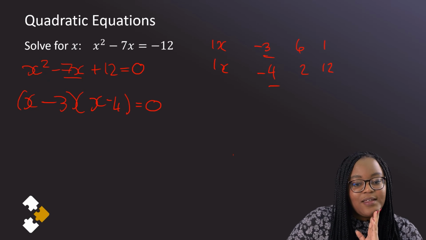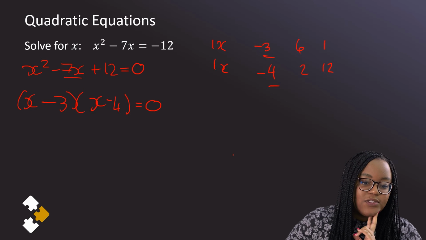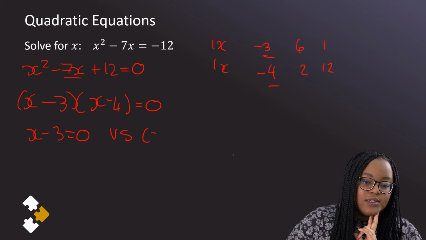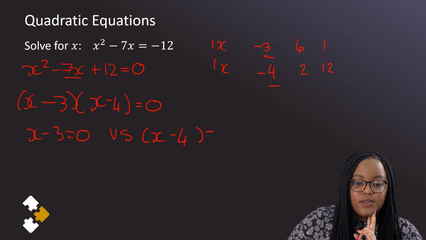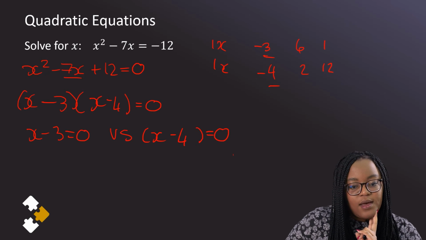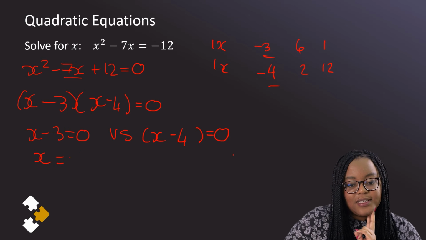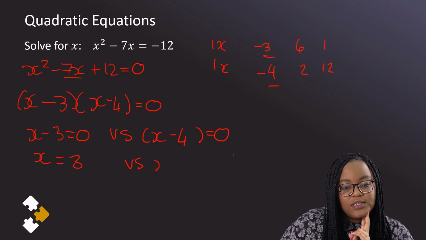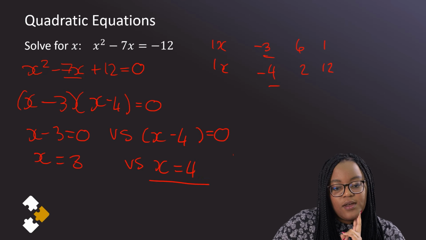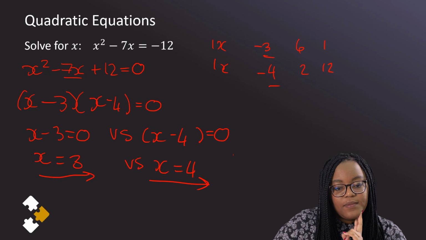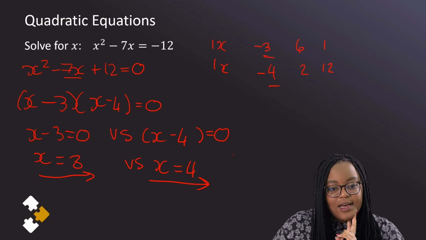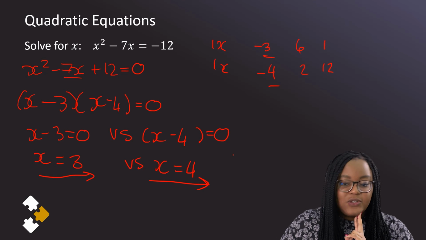Then from there, we're going to solve for x. So x minus 3 is equal to 0 versus x minus 4 is equal to 0. Therefore, x is equal to 3 versus x is equal to 4. That is a basic solution of a quadratic equation using factorizing.